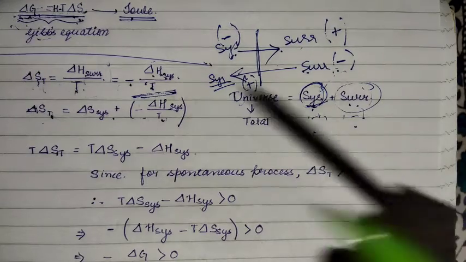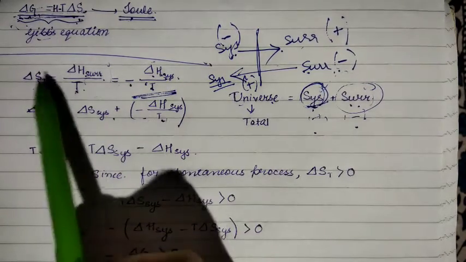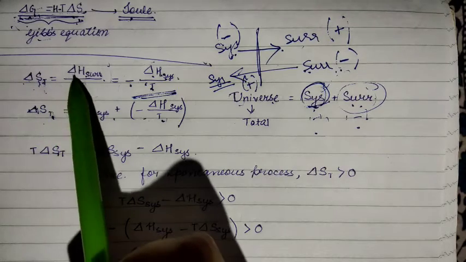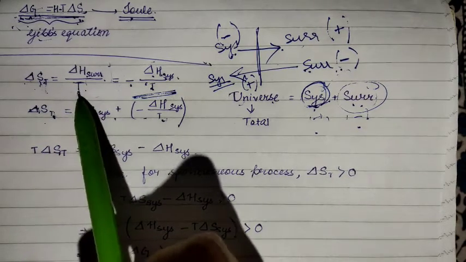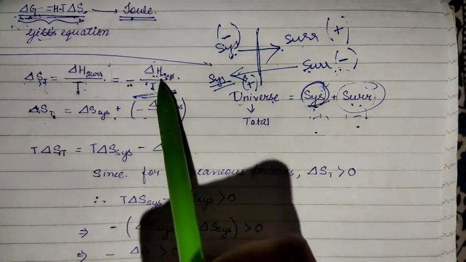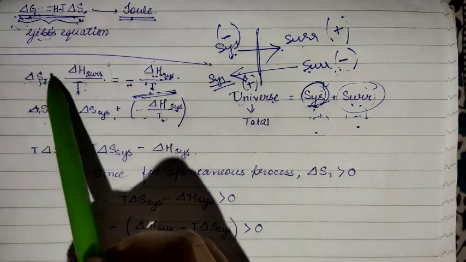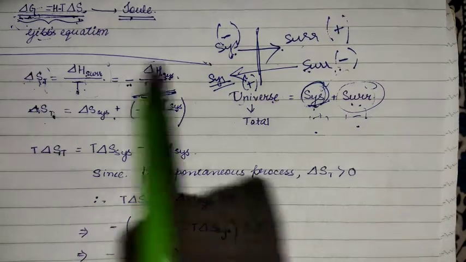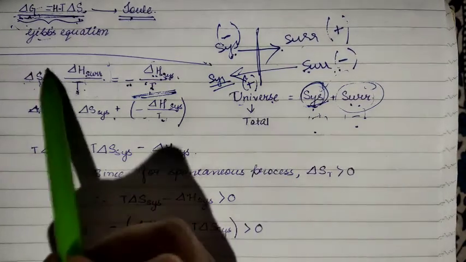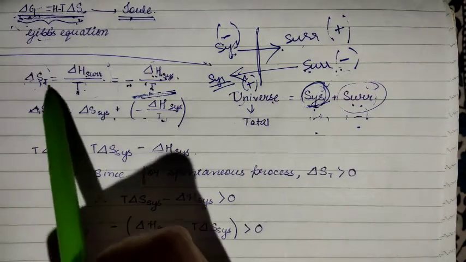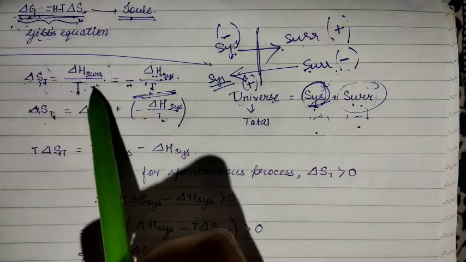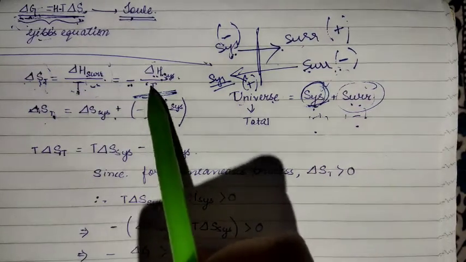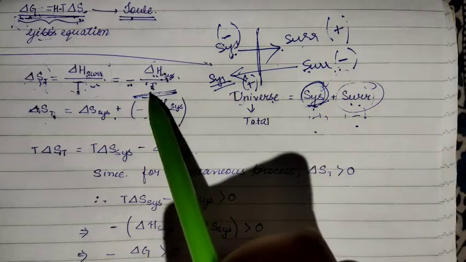So vice versa. Now when we talk about the entropy change, delta S total is equal to delta S surrounding, which is equal to minus delta H system by T. Here total means the universe. Clear? So the entropy change is actually dependent on the enthalpy, the heat change, and the temperature of the surrounding, as well as the heat change and the temperature.